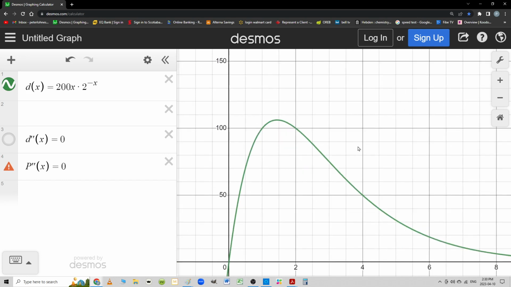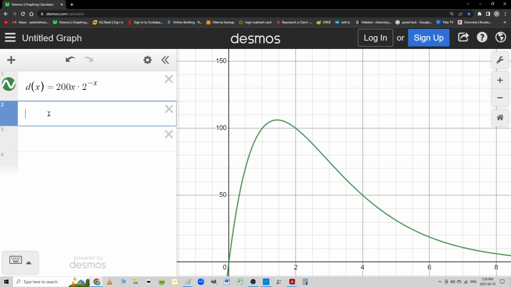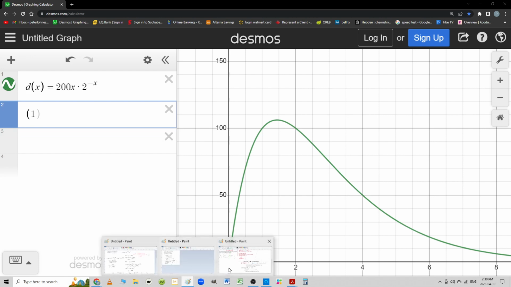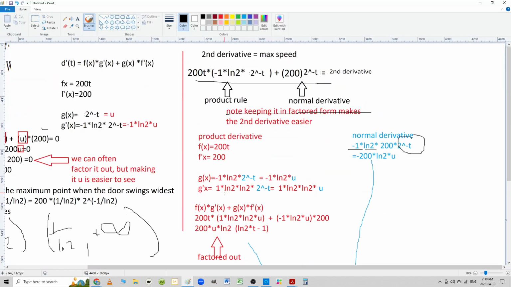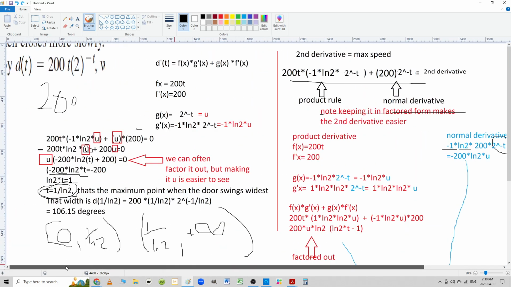So we already figured out the max point, so we're going to get rid of that. We figured out the max point should have been at 1 over... what was it? Let's go back to the max point. We figured out over here, yeah, 1 over ln 2. We figured out that was the max point.